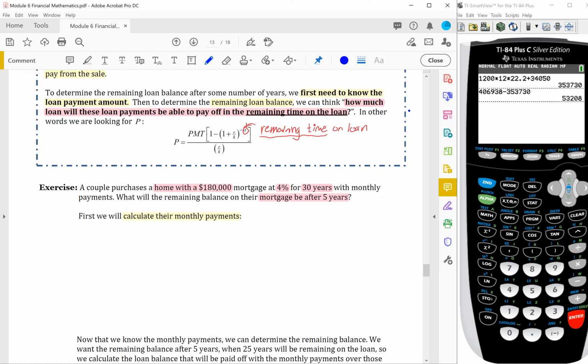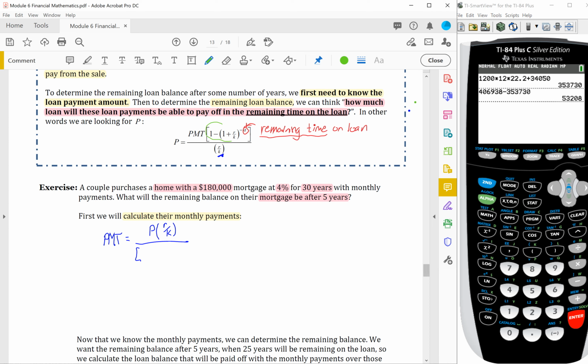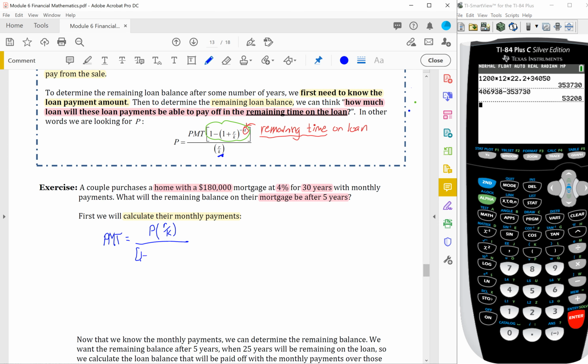Okay, so first thing we need to do is, again, calculate their monthly payments. So I'm going to grab our formula and solve for the payment amount. Your payment is going to be P, your initial balance. Remember, I'm going to multiply to get this R over K onto the left-hand side, and then divide by this bracketed expression: 1 minus 1 plus the R over K raised to the negative KT.